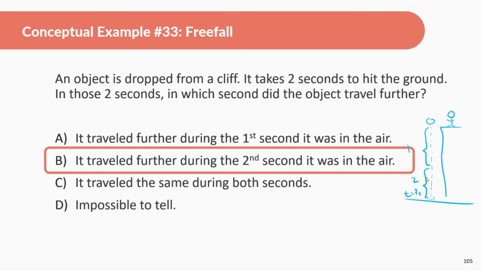The reason it's B is because as an object is falling, remember, it's getting faster and faster as it falls. So the first second it's falling, it's not going as fast as the second second it's falling. If it's going a lot faster during the second second, that means it's going to be traveling a lot further in distance. So it should look something like this. The first second is going to be going something like this, and the second is going to be going something like this. Okay. All right.